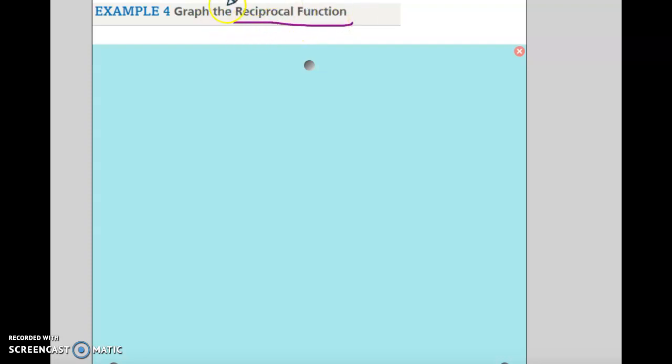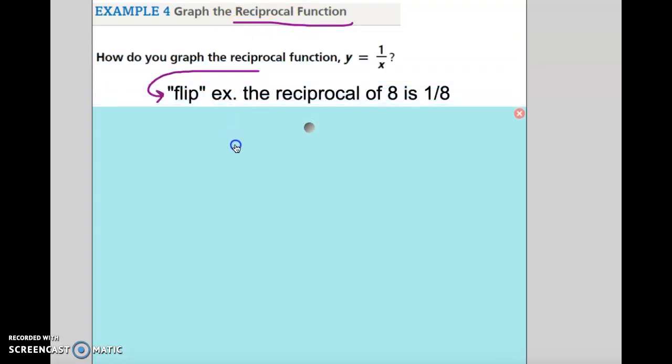So what comes to mind when you hear the word reciprocal? Sometimes we think about a flip, right? You guys would probably say flip or opposite. It's not really opposite, but I don't mind this word flip. So for an example, the reciprocal of 8 is 1 over 8. So whatever the fraction is, like we know a whole number is always over 1. So 8 over 1, the reciprocal of 8 over 1 is 1 over 8.